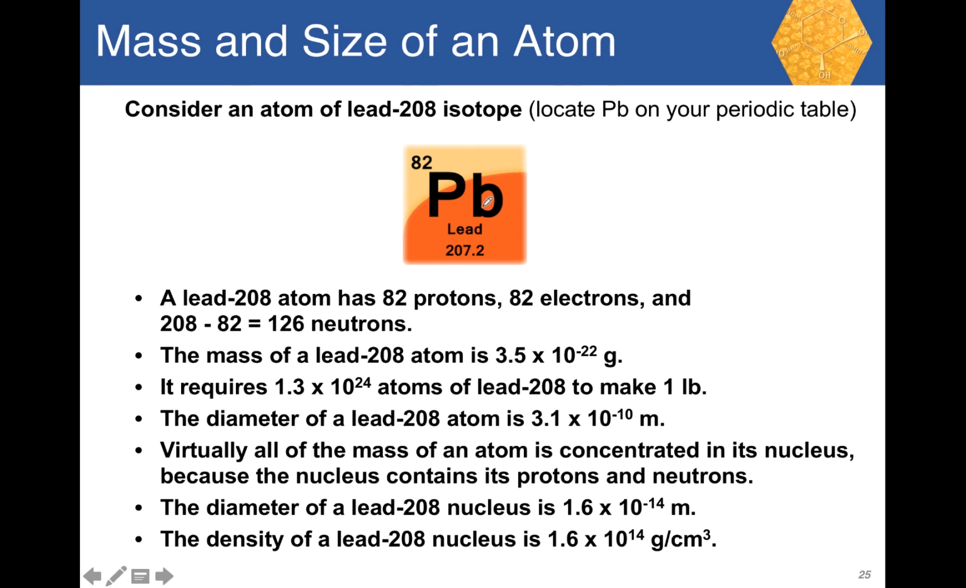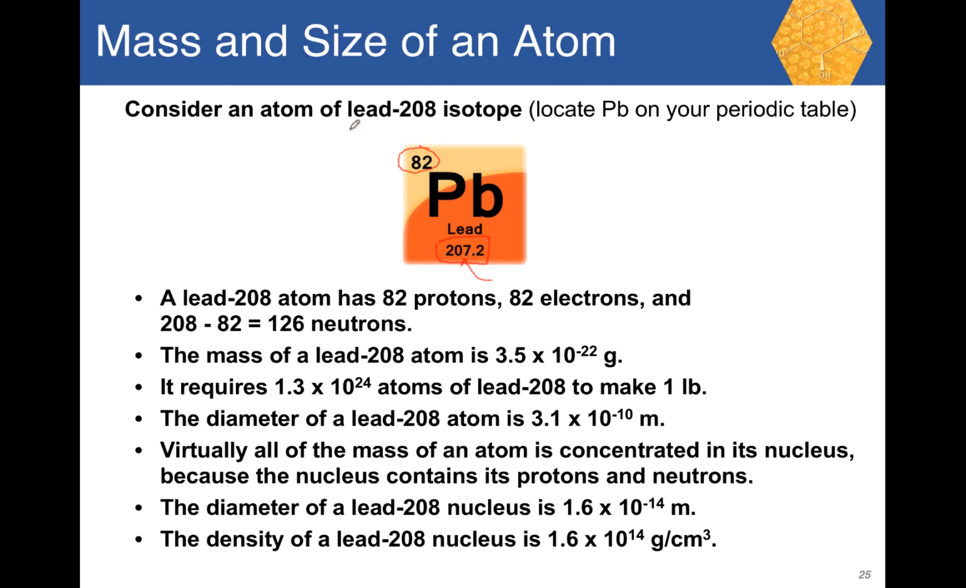This is lead, so look at your periodic table and try to find lead here. You will see that there's an 82. That is the atomic number, or the number of protons and electrons. Here is the atomic weight, which represents the isotopes that exist in nature, the average mass.